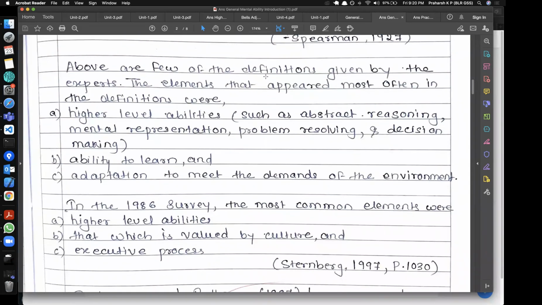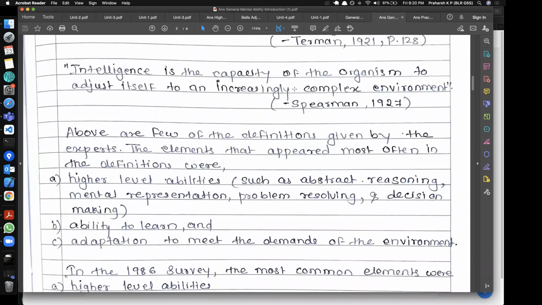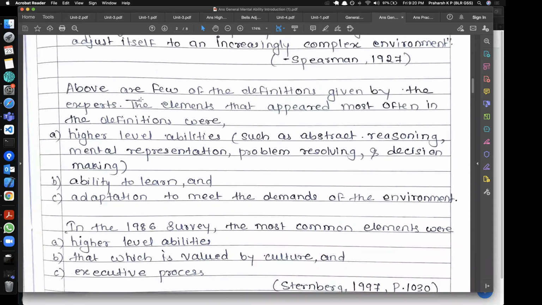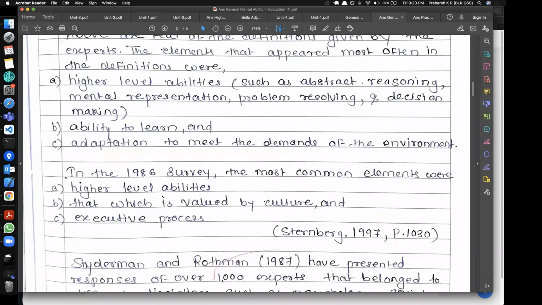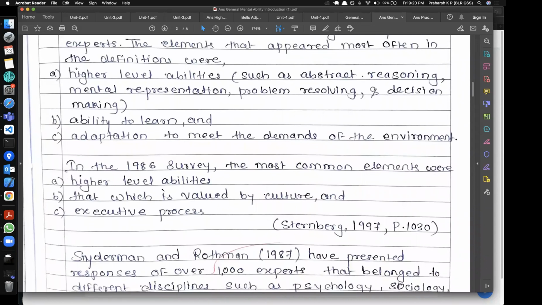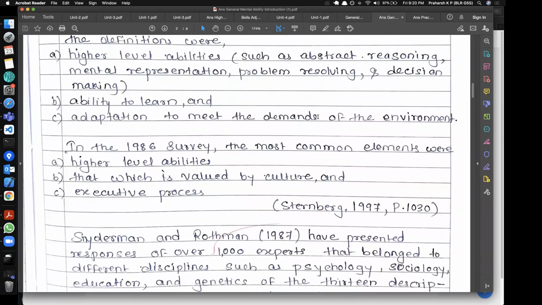Now, those are some very simple things you can read through. The elements that appeared most often in these definitions, given by different people, were: first, higher level abilities such as abstract reasoning, mental representation, problem solving, and decision making. Second, an ability to learn new things, and adaptation to meet the demands of the environment. So these were the commonalities in all the definitions.